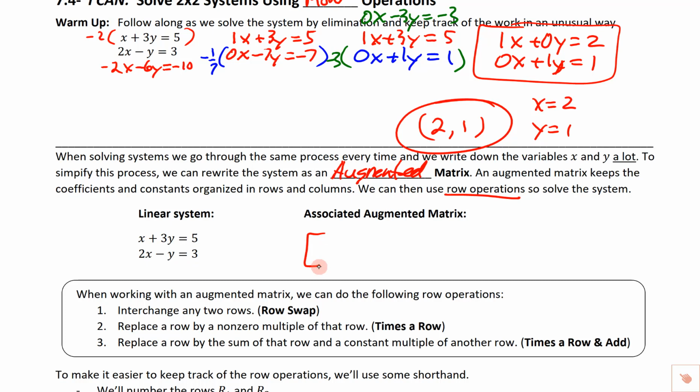I put a square bracket. I do a 1, a 3, and a 5. And I do a 2, a -1, and a 3. And then I do a square bracket. And I can either do a solid line or a dotted line. You'll see both. Okay? This is the augmented matrix. So all I'm doing is I'm keeping track of the coefficients for x in the first column, the coefficients for y in the second column, and for lack of a better phrase, we're just going to call that the answer column at the end.